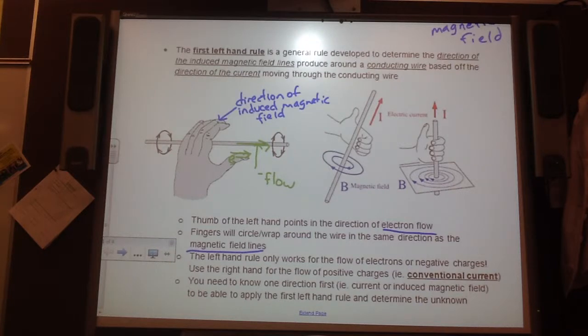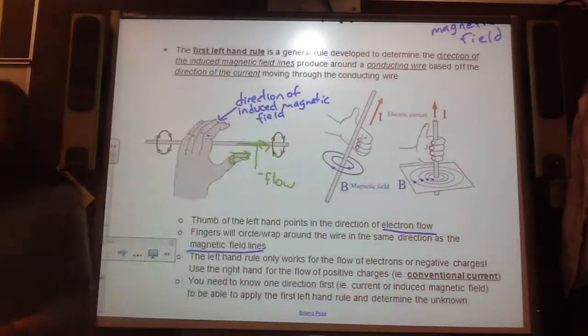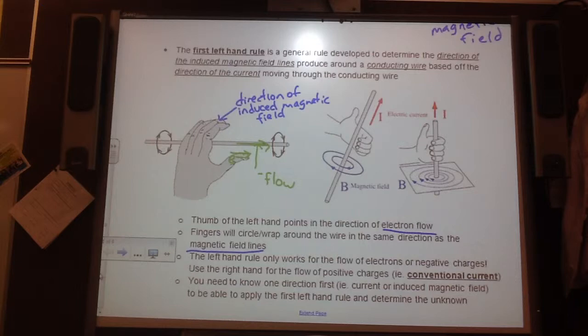You need to know one direction first, as Lisa pointed out. Either you will know the current or the induced magnetic field, and you use the rule to find the other. If you're expected to know one, you will have to find the other.